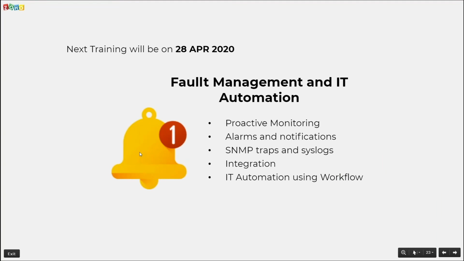So with this, we come to the end of this particular webinar. The next training we would be seeing on fault management and IT automation, which will happen on 28th April, that is next week, where we'll be discussing in depth on proactive monitoring, alarms and notification, SNMP traps and syslogs, integrations, as well as IT automation using the workflow.